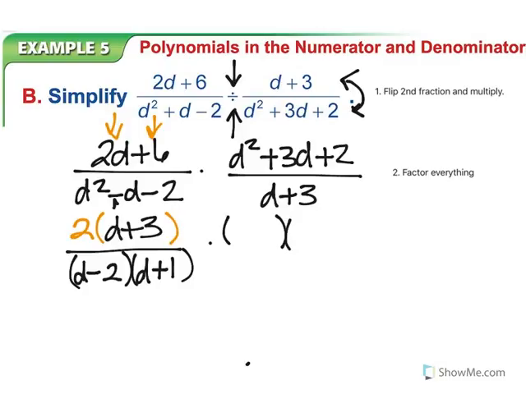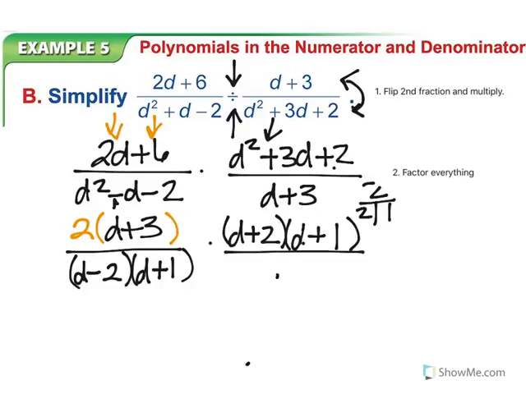Okay, so the next one we have d squared plus 3d plus 2. Magic number is 2. Factors of 2 are 2 and 1. Okay, so we have d and d, 2 and 1. Bigger number gets the middle sign. We have to multiply to get a positive 2, so that means this one has to be positive as well. Divided by d plus 3.